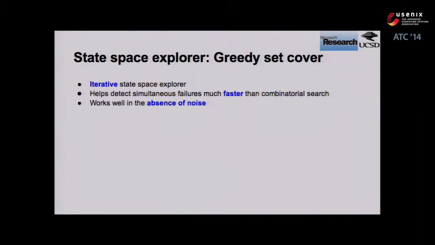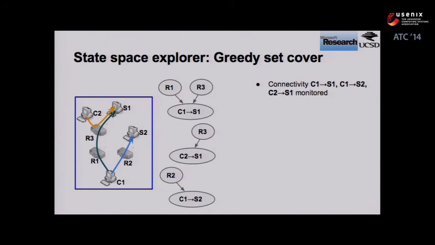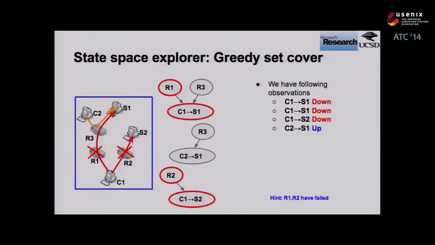I'm going to show you how greedy set cover works with this example. So I have two clients, client 1 and client 2, connected to server 1 and server 2. And there is a model that captures these paths. So the model is telling us client 1 is connected to server 1 using paths through R1 and R3, and so on. So the connectivity between these clients and servers is monitored.